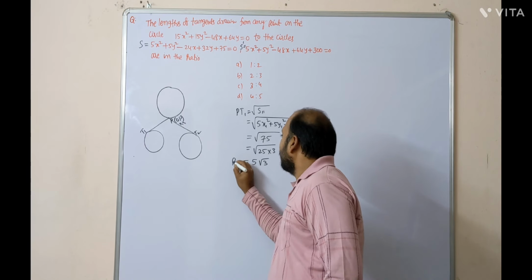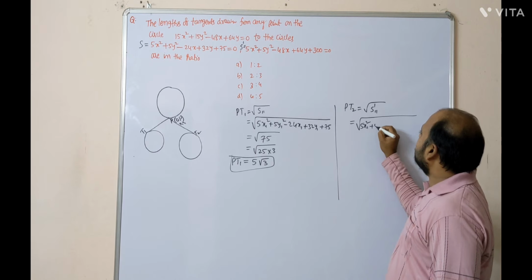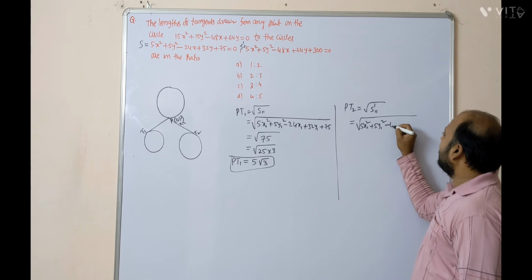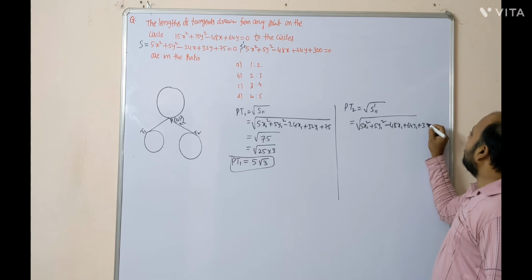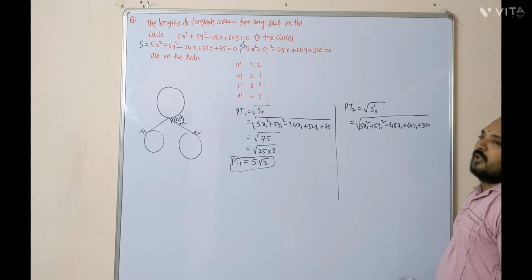Next, PT2 also we want. So PT2 equal to root of S dash double 1, the second circle. This one you can take, dear students. So root over 5x1 square plus 5y1 square minus 48x1 plus 64y1 plus 300. In place of x1, y1, again 0, 0.